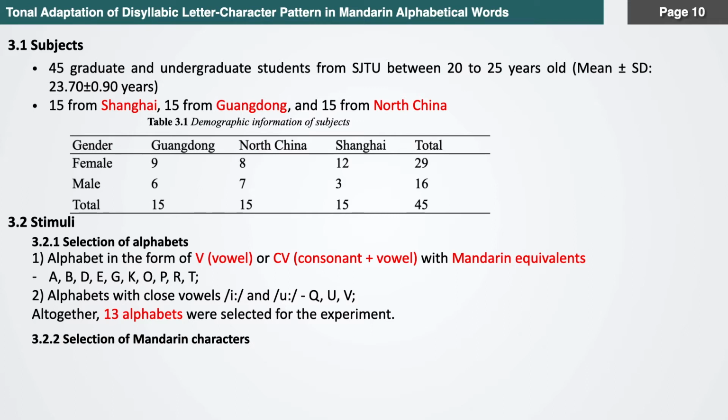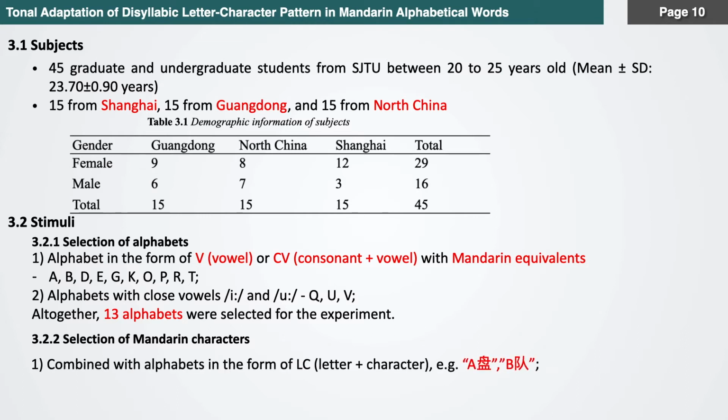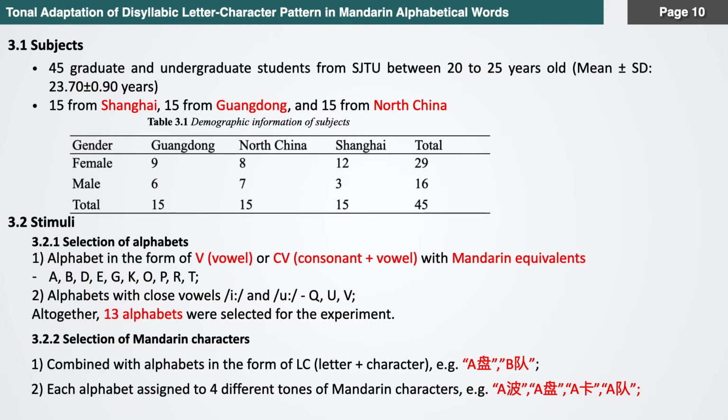Then we need to choose the Mandarin characters. In order to form a disyllabic letter-character pattern, we selected 12 Mandarin characters and combined them with alphabets. So we have the words like A 盘, B 对. Besides, we want to study the effects of the following tone, so we assigned each alphabet to 4 different tones of Mandarin characters. Like we have A 波, A 盘, A 卡, A 对.